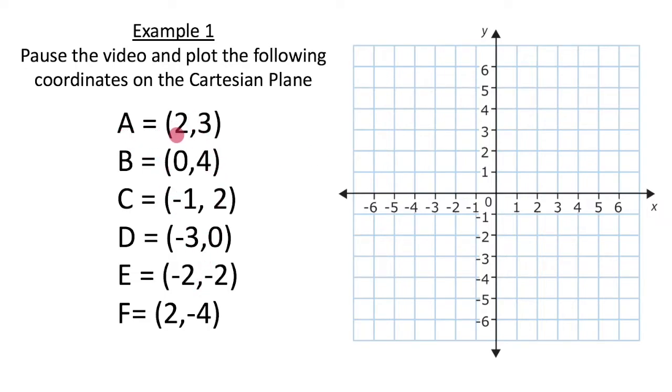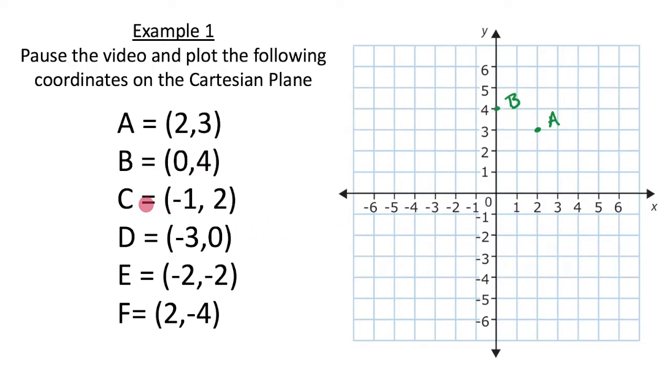So A is 2, 3. The way I'm going to find that is first going to 2 on my x-axis, then going to 3 on my y-axis. It's going to be there. That is going to be A. Let's now go to B, which is 0, 4. So I'm going to go to 0 on my x-axis, which is here, then 4 on my y-axis, which is here. So that will be B. Another way you could think about this is that this 0 means I'm neither going left or right, but I'm going only 4 up. And that's what we did right here.